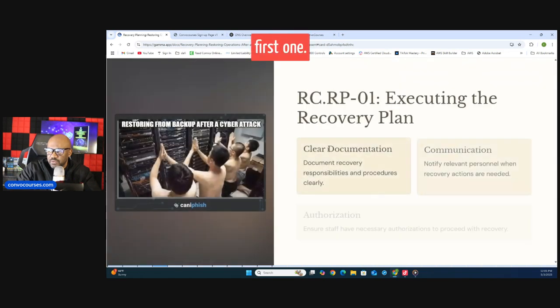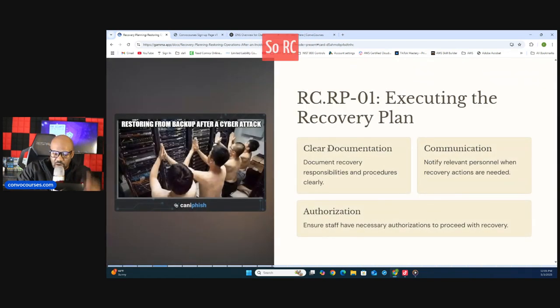So let's get in the first one. RCRP1, which is executing the recovery plan. So what does this mean?